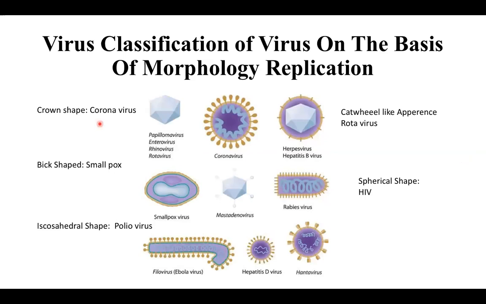Another method for the classification of a virus is based on their morphology. Some of the viruses have a crown shape. They are the coronavirus. Some of them have an icosahedral shape, that is either the poliovirus or the adenovirus.